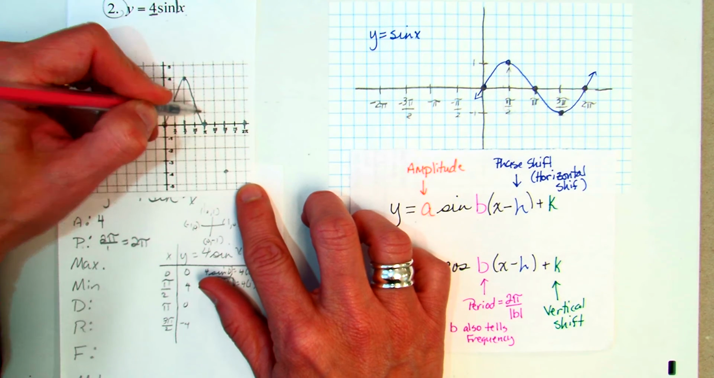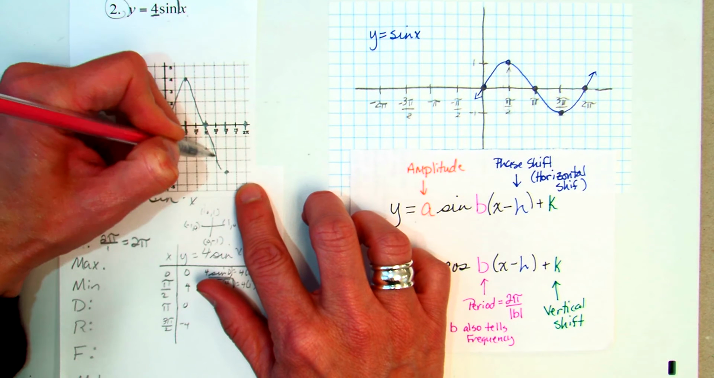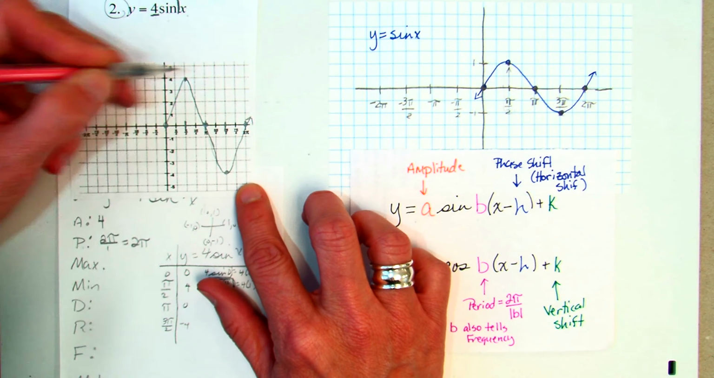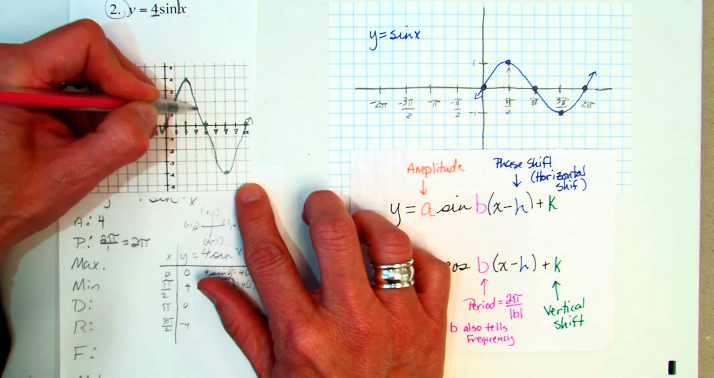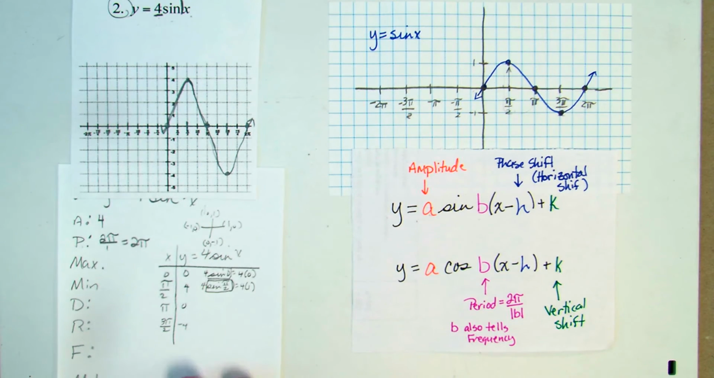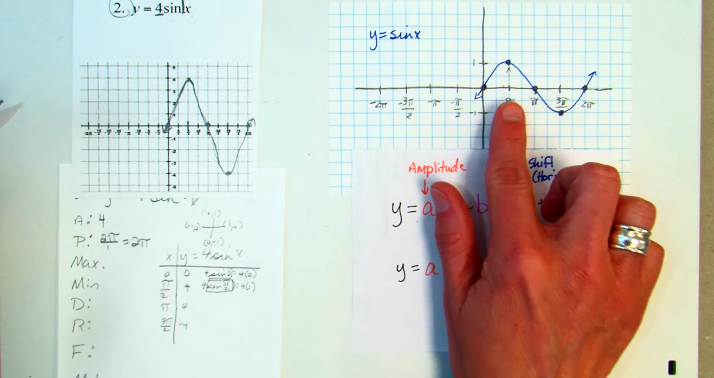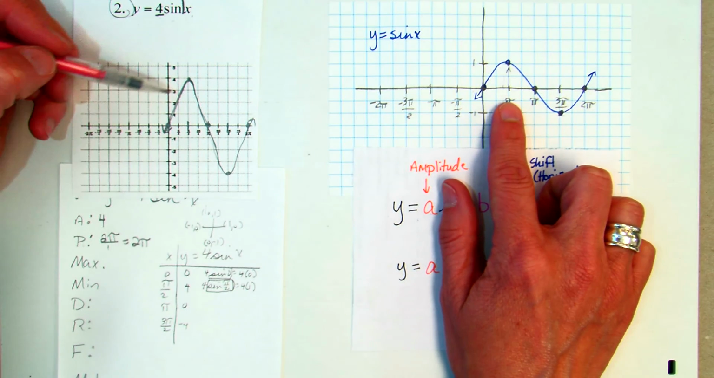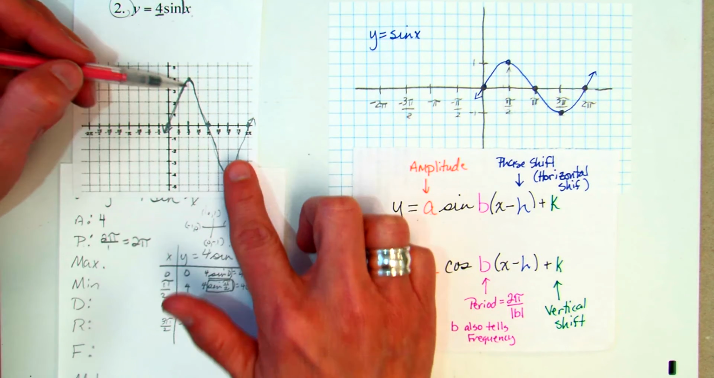Make them as smooth as you can. Don't make them pointy and jaggy. Make them curvy. So there's your sine curve. Make this as curvy as possible. Don't make it look like an absolute value V. So there's your sine curve. If you'll notice, my 1s and negative 1s have stretched to 4s and negative 4s.